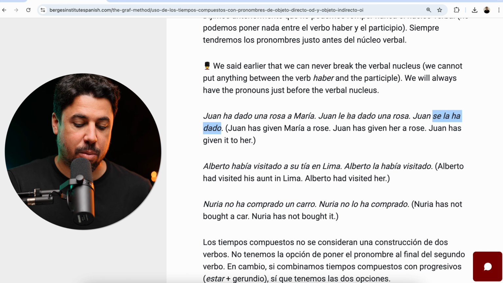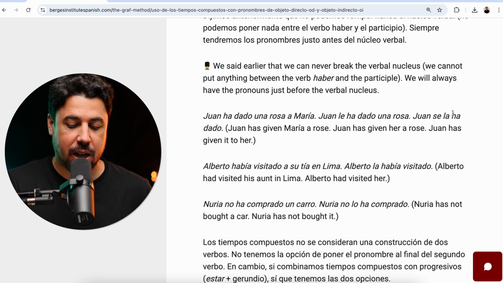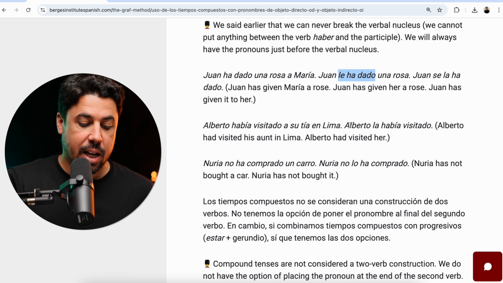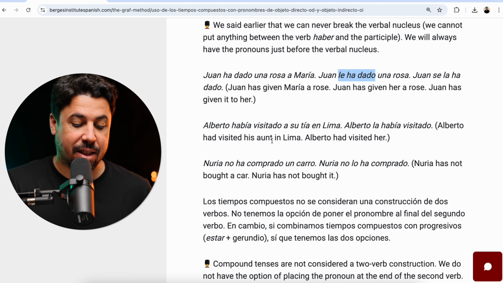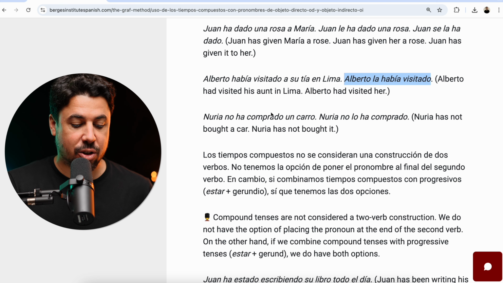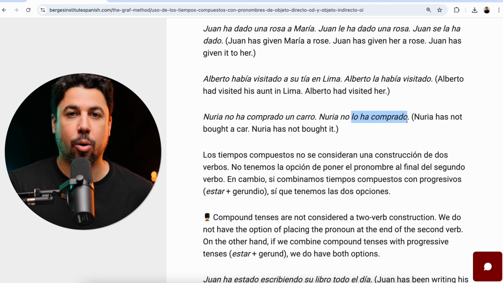We can't have anything between the ha and the dado. So, Juan se la ha dado or Juan le ha dado una rosa. Alberto had visited his aunt in Lima. Alberto had visited her. Alberto había visitado a su tía en Lima. Alberto la había visitado. Nuria has not bought a car. Nuria has not bought it. Nuria no ha comprado un carro. Nuria no lo ha comprado.